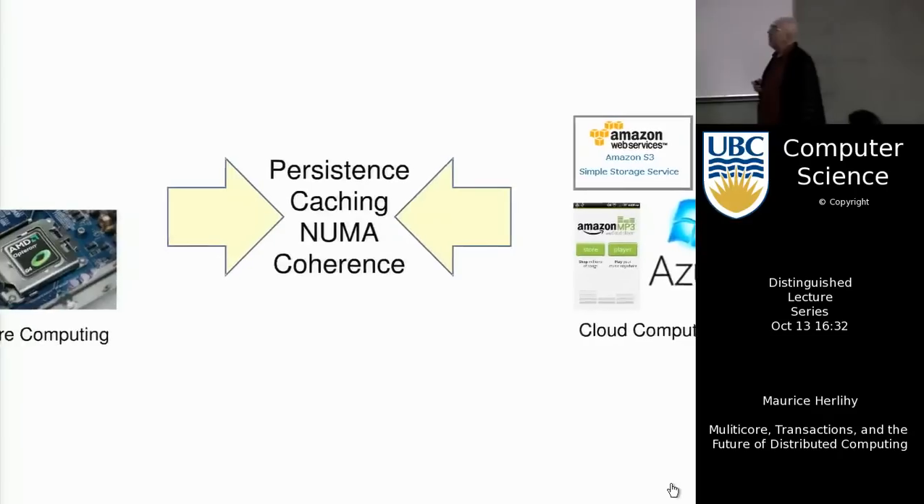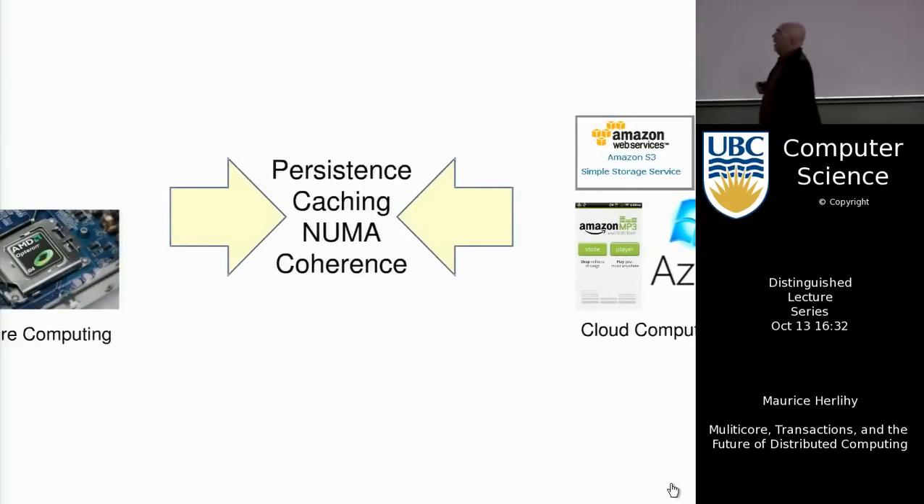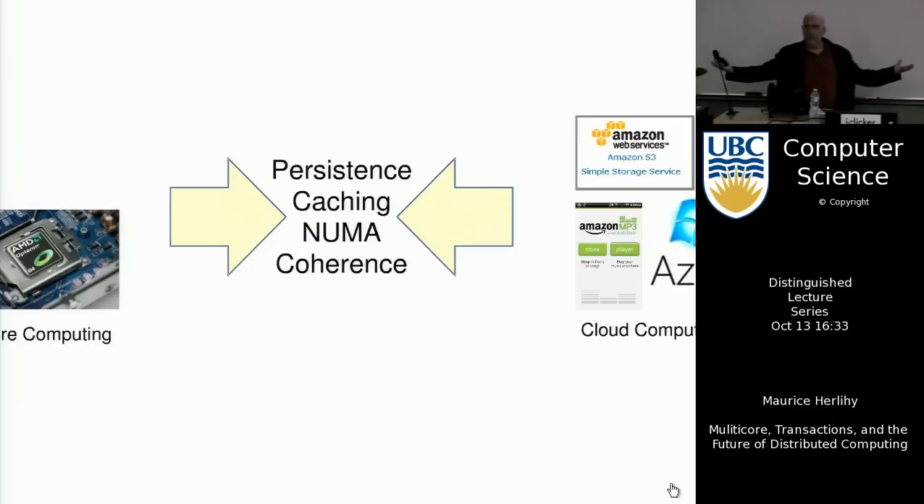But I will confidently predict that people are going to continue worrying about things like persistence. Transactional memory is not persistent, but cloud computing is nothing if it's not persistent. Caching, people will always be doing caching. Non-uniform memory is becoming more and more important because it's getting harder and harder to hide the latency as you build bigger and bigger multicores. And coherence is an endless source of confusion.